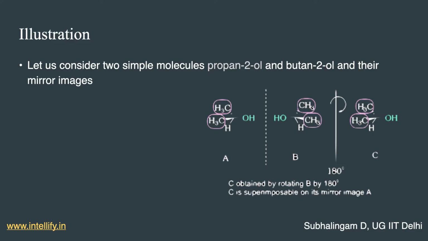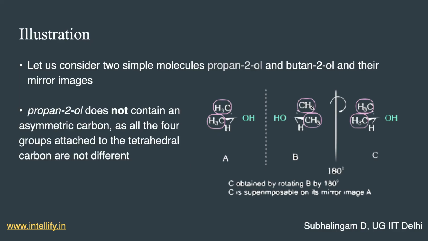image of A. I am rotating B by 180 degrees and I get C. C is obtained by rotating B by 180 degrees. C is superimposable on its mirror image A. Since propan-2-ol does not contain an asymmetric carbon, as the four groups attached to the tetrahedral carbon are not all different, this is called an achiral molecule.